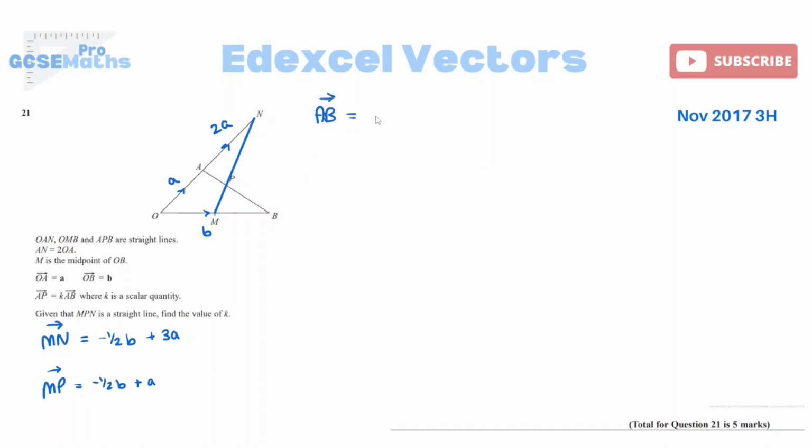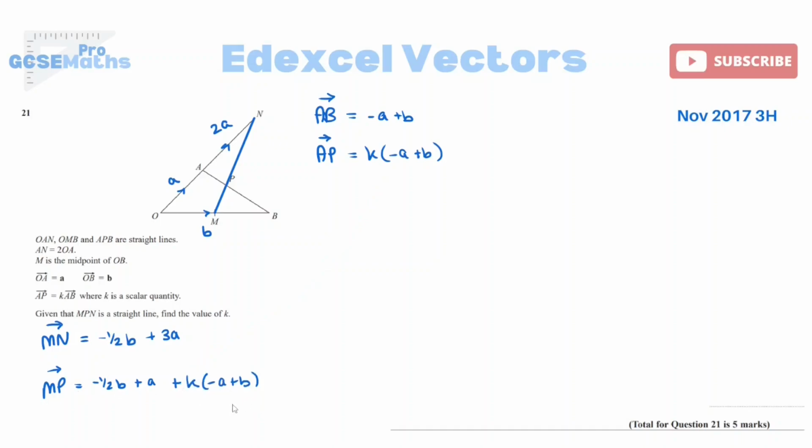AB is quite easy, isn't it? Minus a plus b. And then AP, obviously I don't know the scale, the whole point is I'm trying to find it. But they've told us it's a multiple, isn't it? You're multiplying by k. So I can write it as this, k times minus a plus b. And then that is what I can add to my MP. The reason why I want that is because I want k in one of my two vectors. Because the whole point is I'm trying to find k, isn't it?